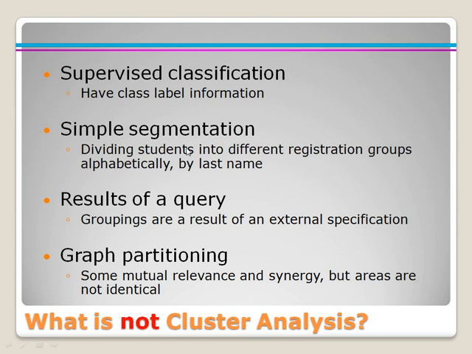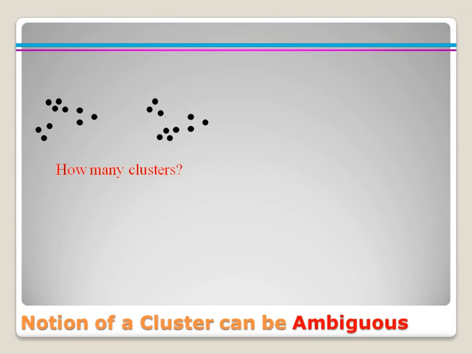The second one is segmentation. If you are dividing students, for example, by name or by registration group, this is not clustering, because you know what you're doing from the beginning, and it's more related to segmentation. Results of a query also are not clustering: if you query Google and you get those results and you try to group them, this is not clustering. Graph partitioning, for example finding relevance or synergy within a graph, is also not clustering.